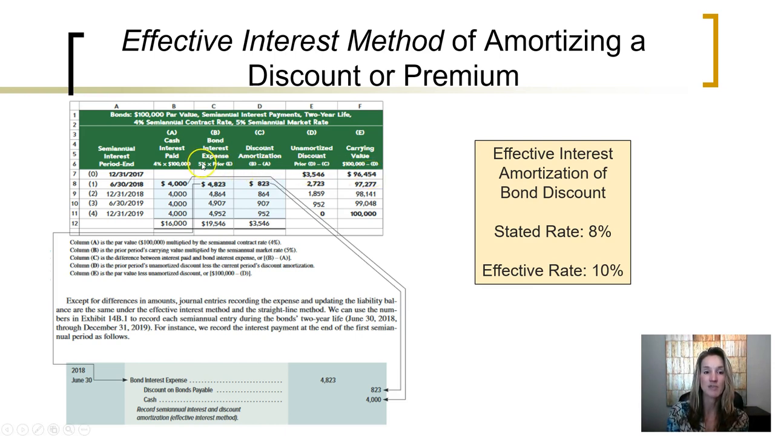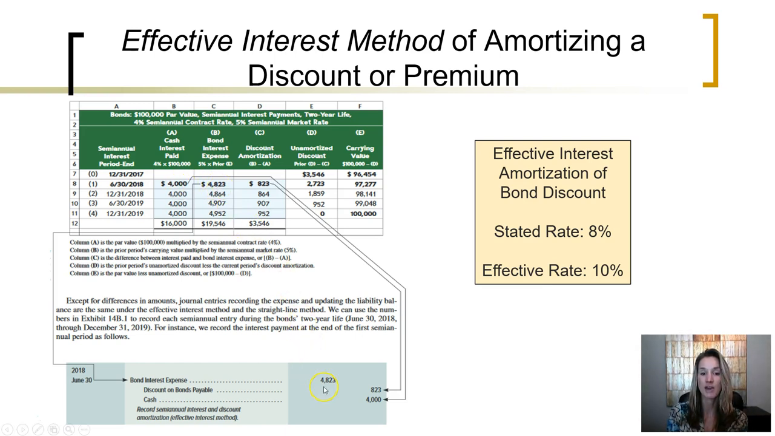$96,454 times 5%, which is half of the market rate. The interest expense recorded will be $4,823. Once we know the interest expense to record, we then calculate the amount of cash paid. The cash paid will be the face value or par value of the bonds, which is $100,000, times half of the contracted rate. The total contract or stated rate is 8%. Half of a year would be 4%. So the cash paid to bondholders will be $4,000.